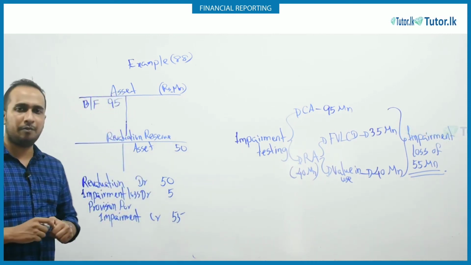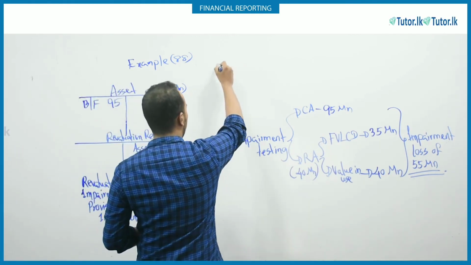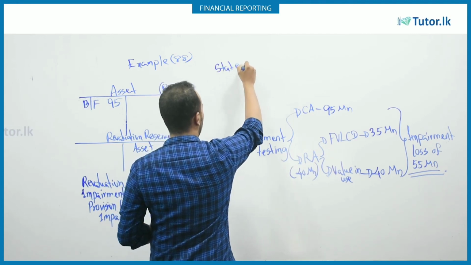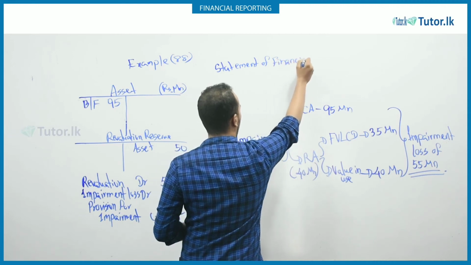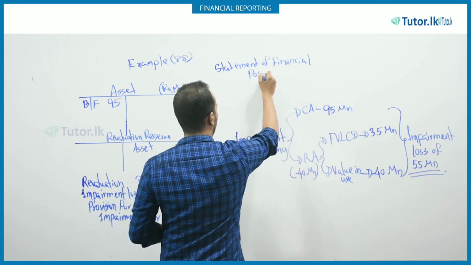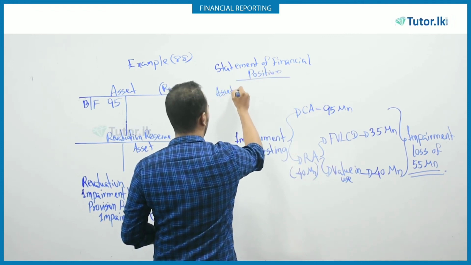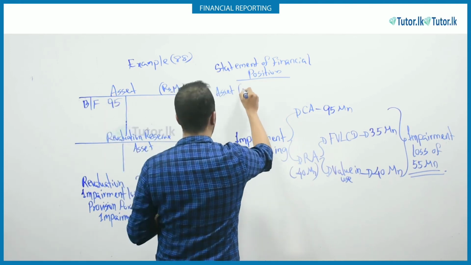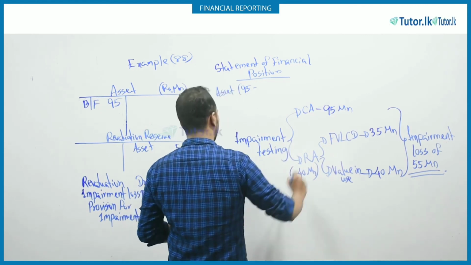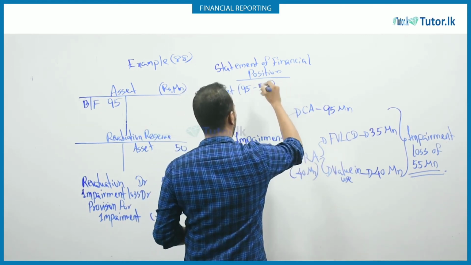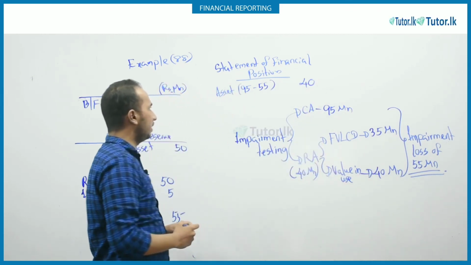So when you are preparing the financial statements, in the statement of financial position, you are showing this asset value as how much? In the account there is a value of 95. In addition, this impairment provision is 55. Therefore, in the statement of financial position, you are showing this asset as 40.